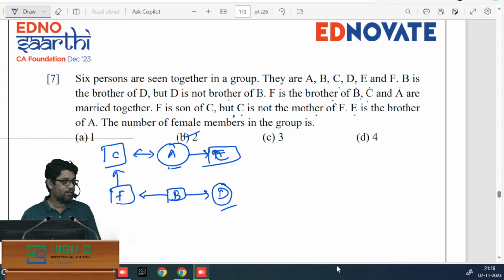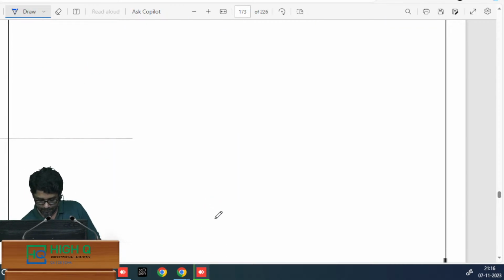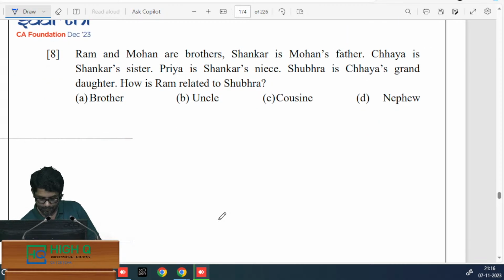But without drawing also we can do it. D is not a brother of B. That means D is sister. C is not mother of F, but A and C are together. Therefore, A is mother. So only 2 are there. Rest everyone is male members. Yes. Can you do this? Please do it.